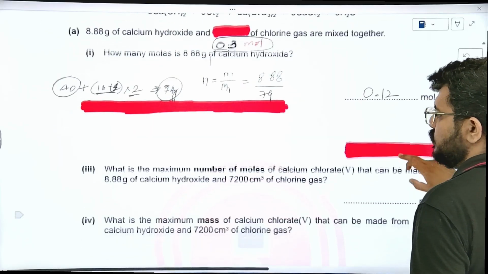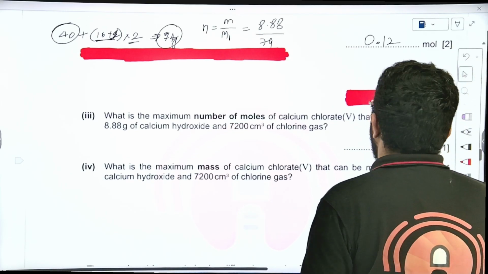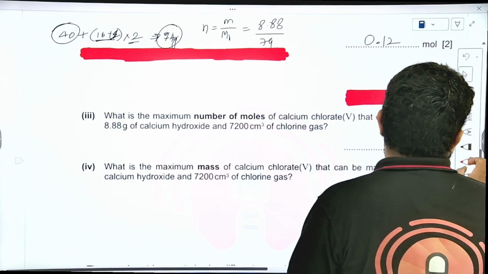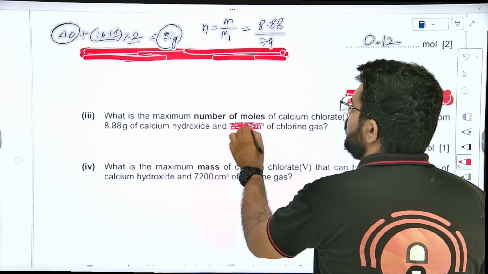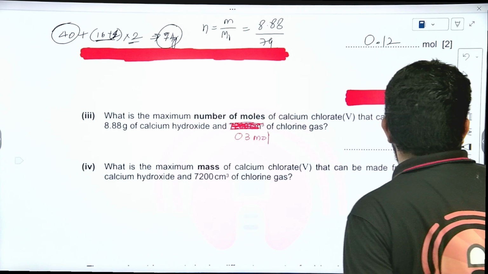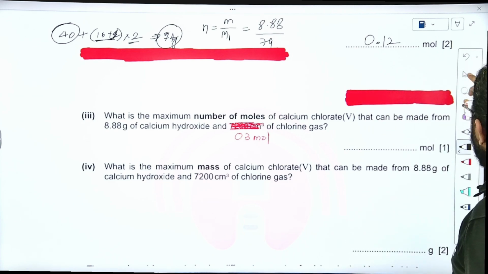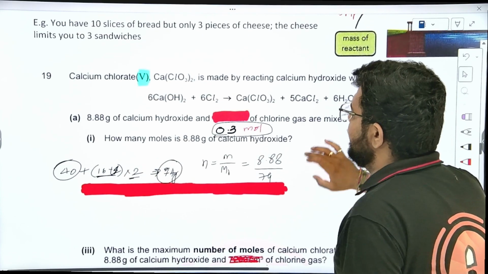Let's look at the next question. It says, what is the maximum number of moles of calcium chlorate that can be made from 8.88 grams of calcium hydroxide and 0.3 mole of chlorine gas? Because we have not done the molar volume, I am writing it like this to make it easier for you.